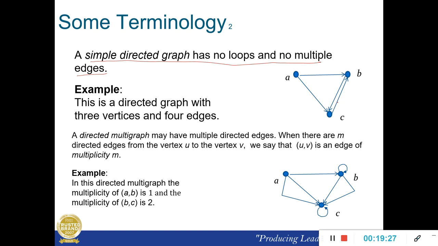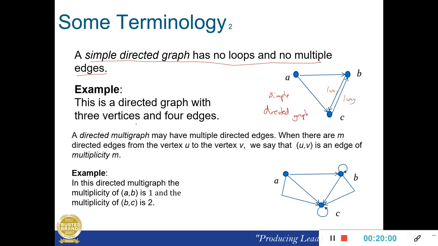But in a directed graph, you can see that there is one way from B to C, and there is one way directed from C to B. B to C doesn't have two ways, only one way. C to B also only has one way. Again, B to C is one way, and C to B is one way. So this is a simple directed graph.